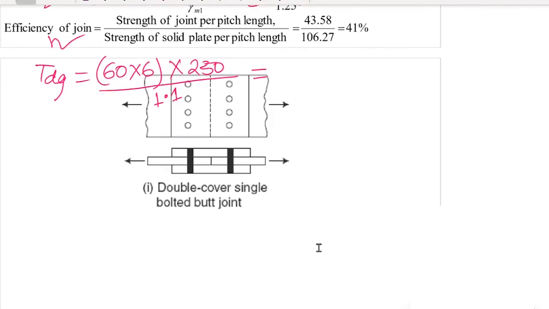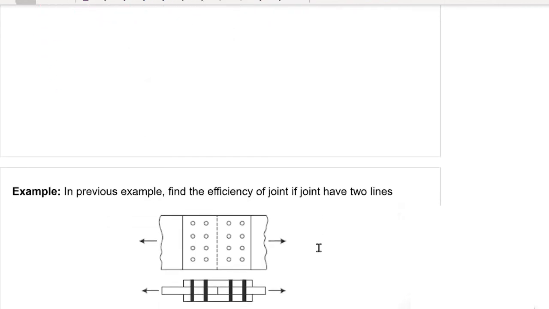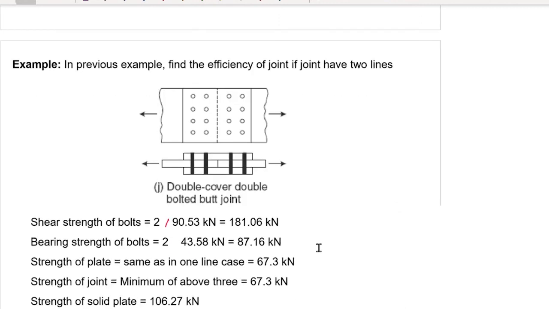Now this was the case of calculating the strength and efficiency of joint in case of double cover single bolted butt joint. But if we slightly change the question and we ask you to calculate the efficiency of joint if the joint has two lines of bolts, such a joint will be called a double cover double bolted butt joint. Okay, so the same thing is written here, and you can see in this case we have done a little modification, just in the case of shear strength of bolt. Here we have just multiplied it by 2 because we have added one more row of bolts on each side of the plate, so the shear strength will also be doubled.